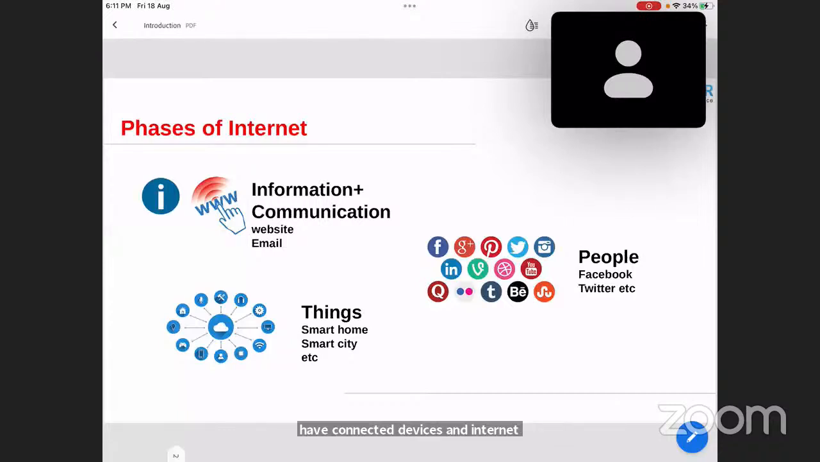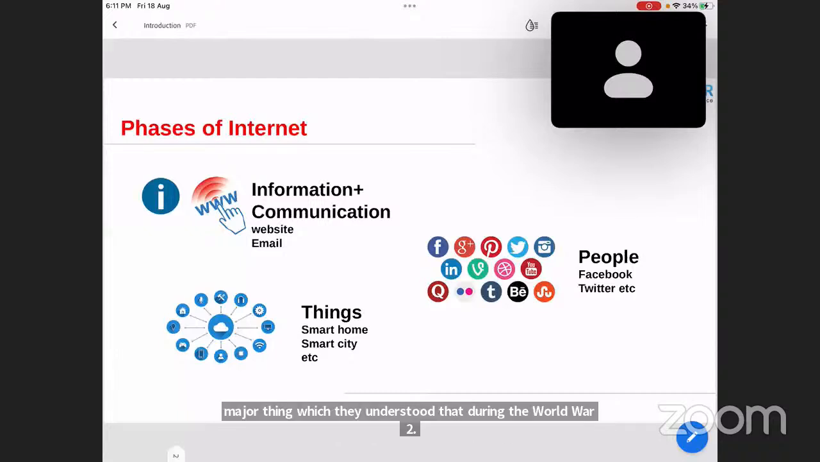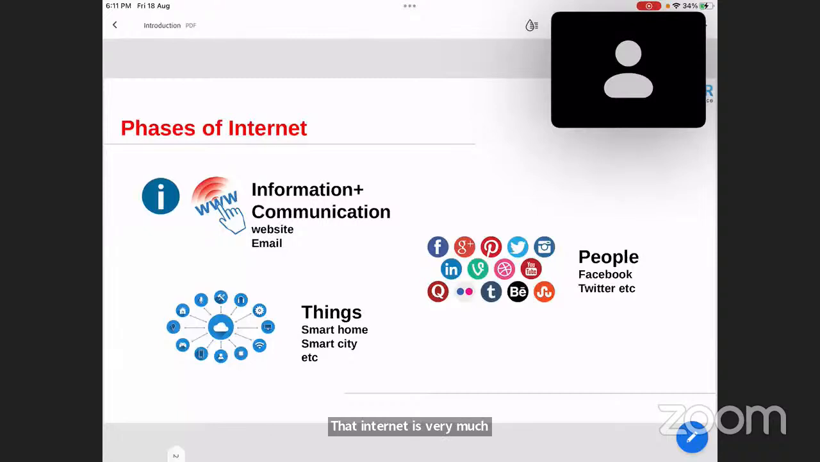So the first and foremost scenario for internet was designed and developed by American defense industries, and because of that, it was a major thing which they understood during World War II, that internet is very much required. I think you have heard these stories, but I'm just repeating it one more time so that you are in sync with the full process of why we have come to this, as things and people and information, what I'm showing you.